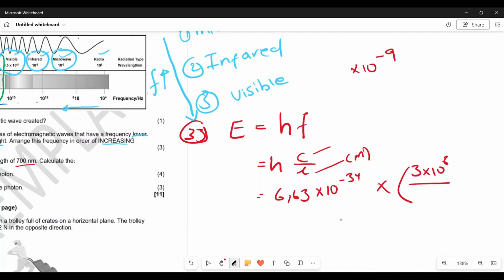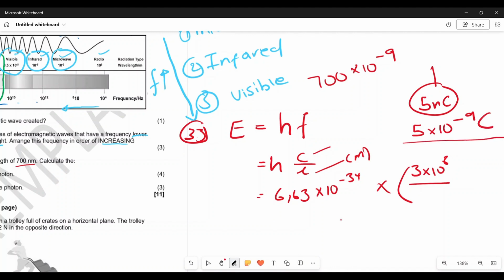So to convert the 700 into meters, we will take 700 and multiply it by 10 to the power negative 9. Now, this also applies when you are given, for example in electrostatics, a charge of 5 nanocoulombs. Remember, our charge must be in terms of coulombs, not nanocoulombs. So because there is a nano here, you want to multiply the 5 by 10 to the power negative 9, and this would be the coulombs that we need to make use of.